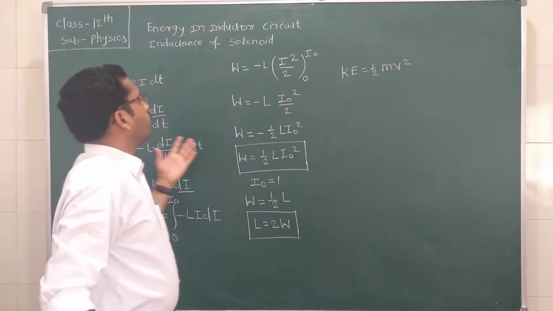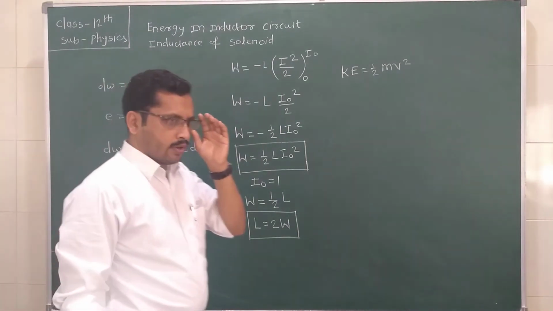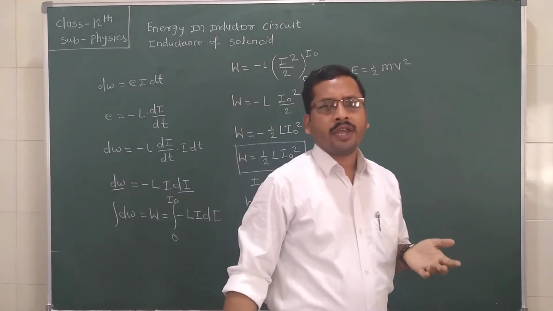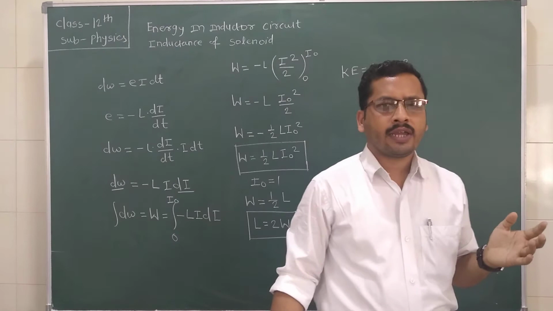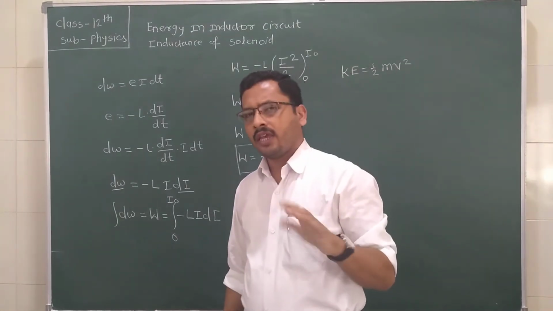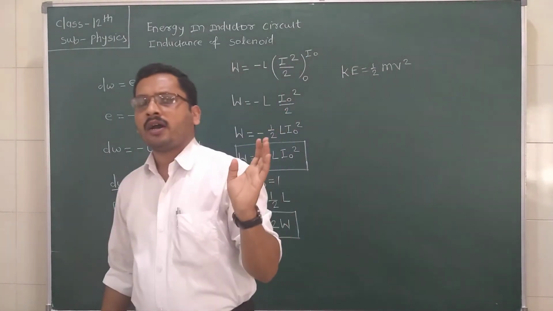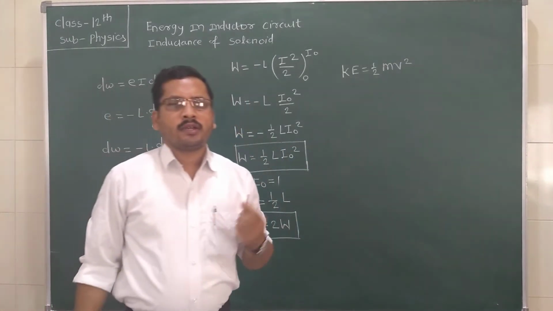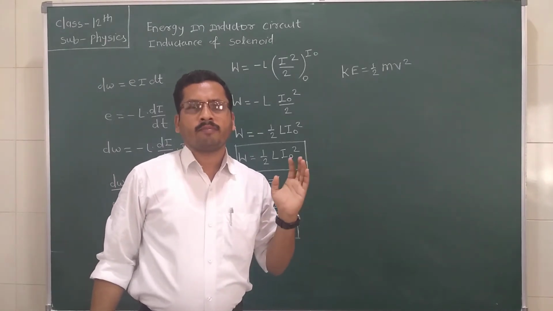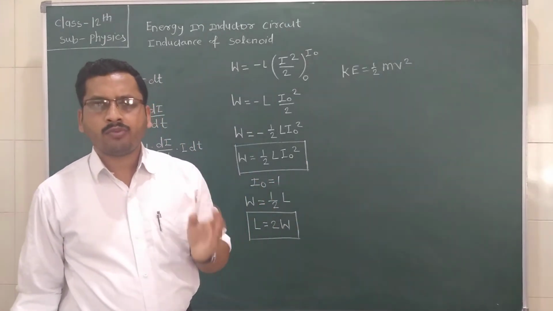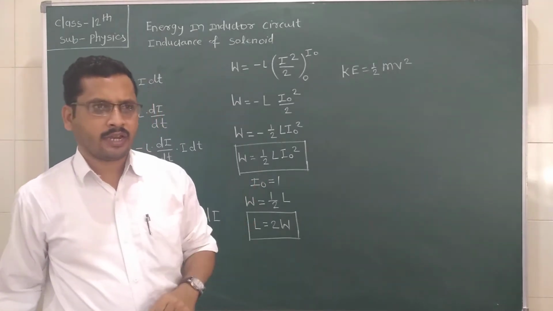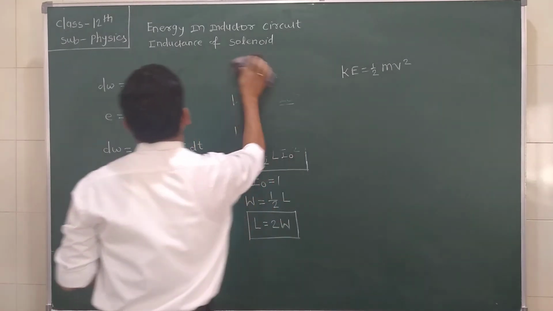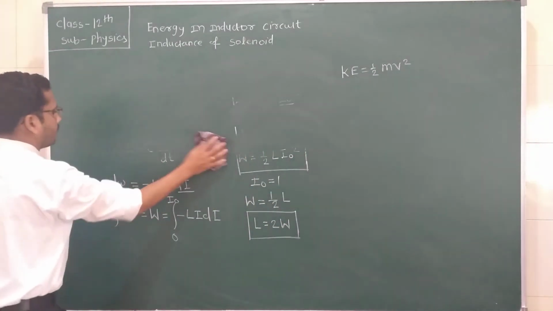Now we are moving towards the inductance of a solenoid. So what is a solenoid? A solenoid is a structure in which a wire is wound and a current is passed through it. Then a magnetic field is developed along the hollow core of the solenoid. And we already learned about the magnetic field produced due to the current passing through the solenoid at the center. So we are now moving towards the inductance of the solenoid.